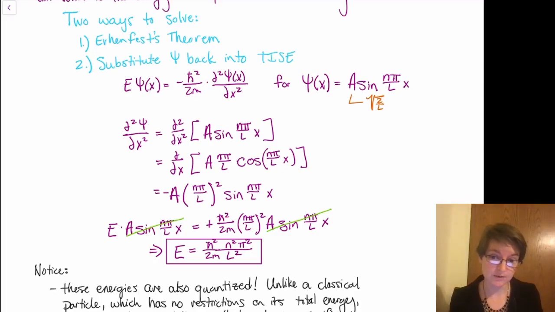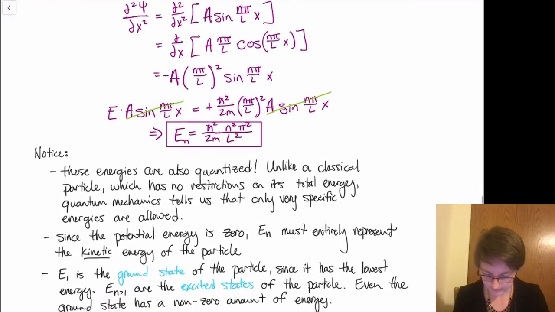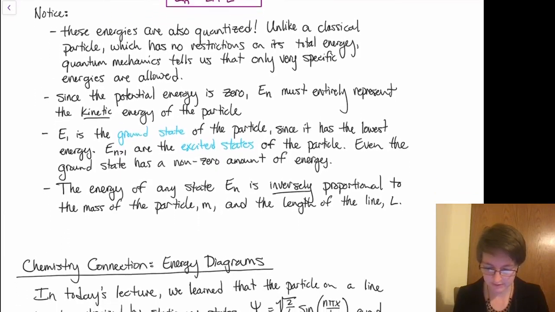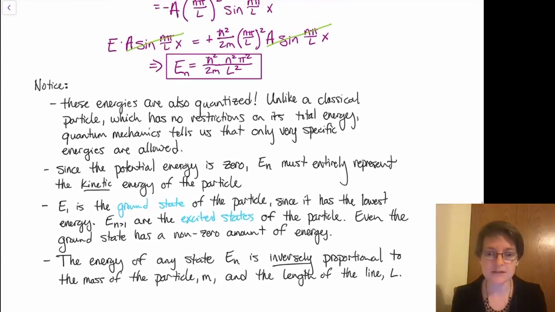And just like we did for the wave functions, frequently we denote that there are different allowed energy states for this wave function by using a little subscript n in order to indicate that. And so, like we did for the wave function, let's pause and try and think about some of the chemical implications of this energy expression we came up with. The first thing we want to notice is that the energies are quantized.